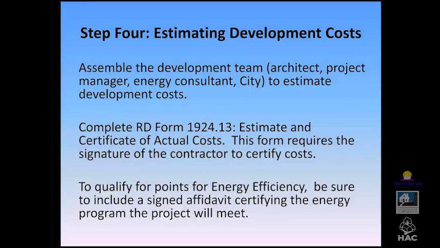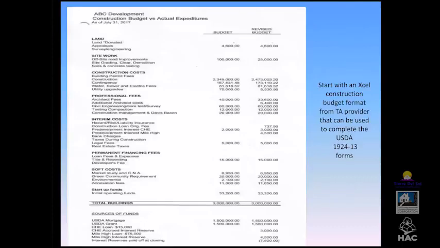Step four, estimating the development costs. First of all, assembling your development team: architects, project manager, energy consultant, anybody on the city, engineers. All of those are allowable costs, and I would encourage everybody, just as you're developing any kind of housing project, to get that development team assembled, and you can begin to come up with your development budget.